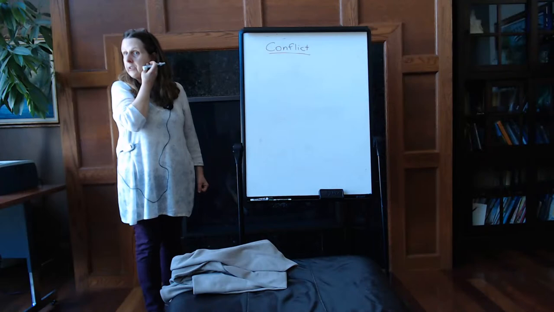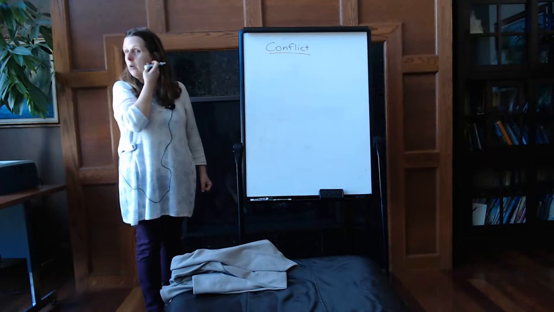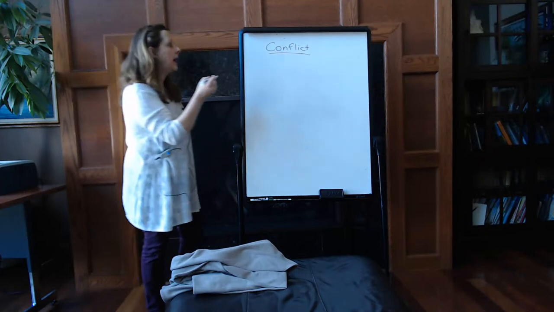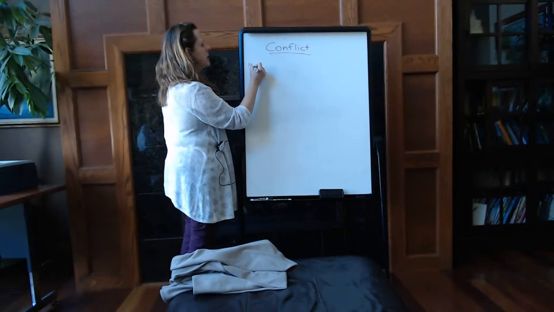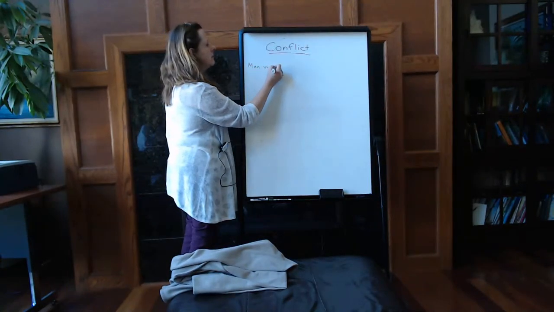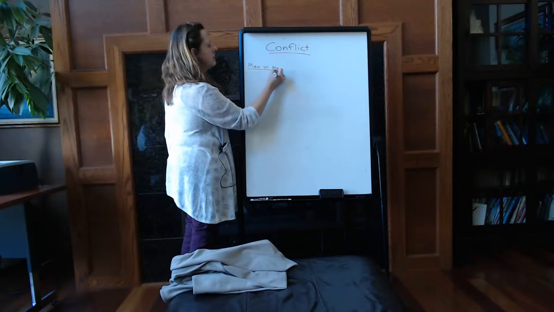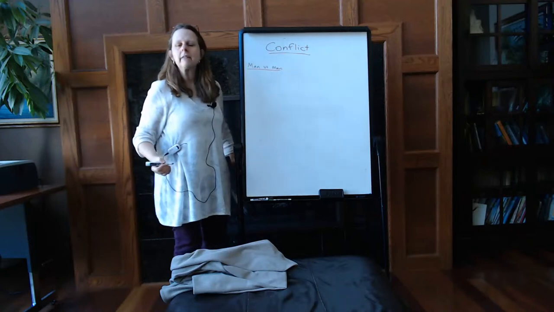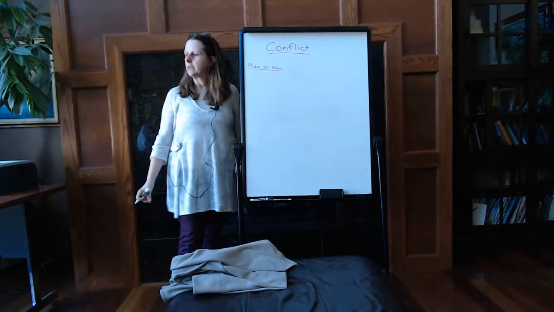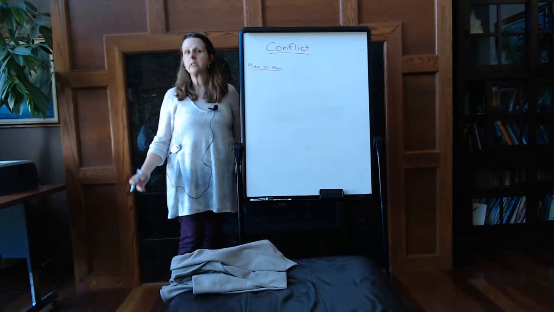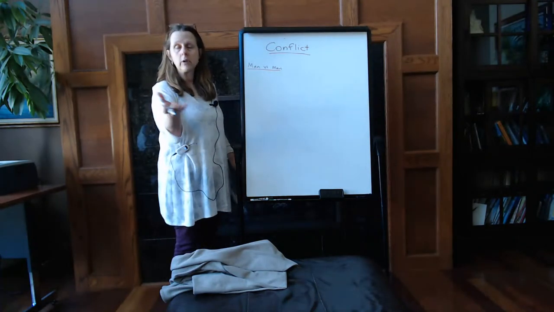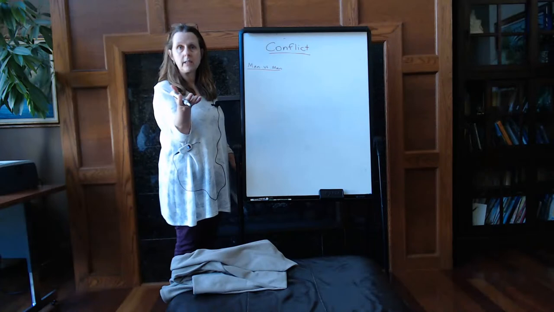And you can have several different kinds of conflict, right? One is you can have, we call it man versus man. Tell me some man versus man in the Eagle of the Ninth. There's tons of them. Go ahead, Andrew. Or did you say something?